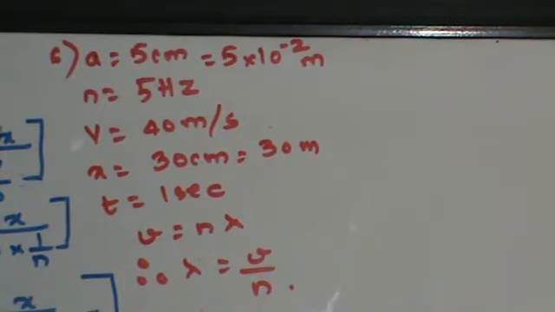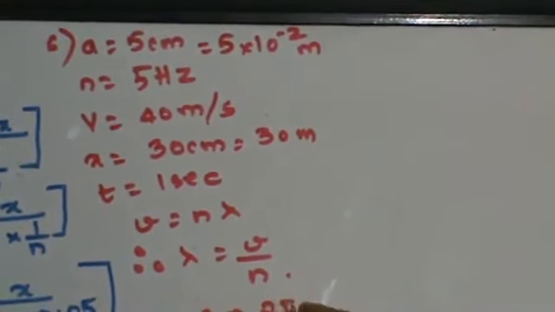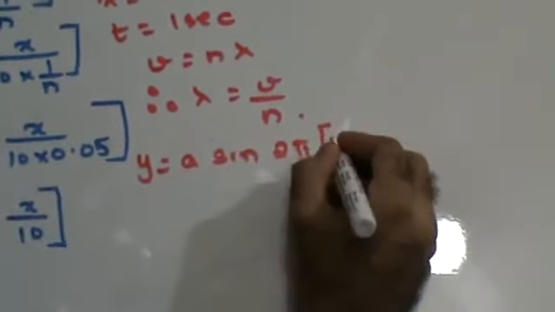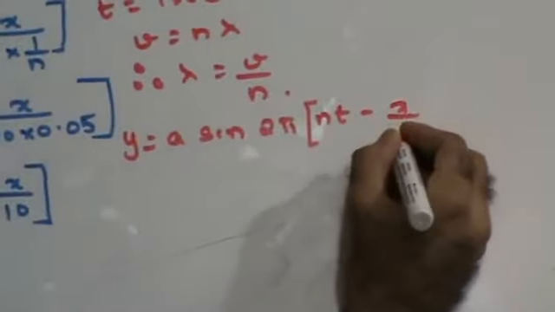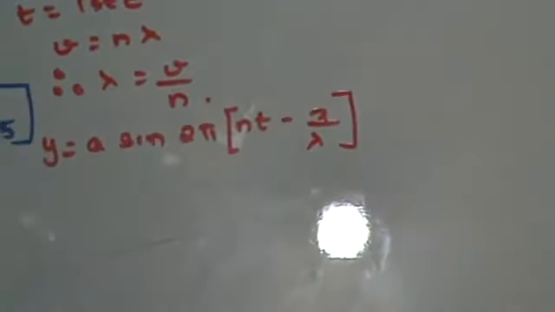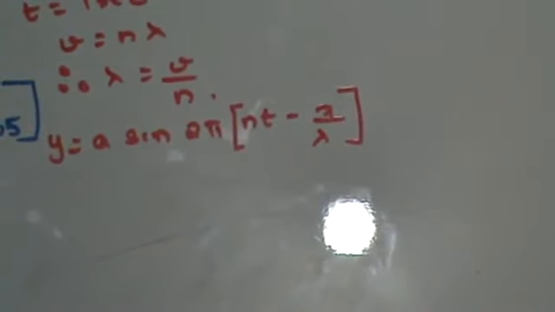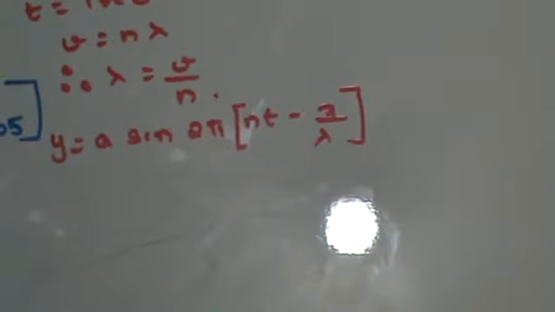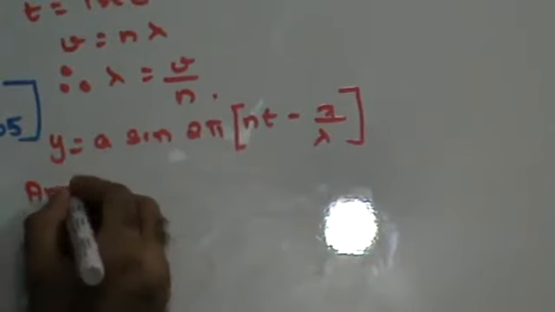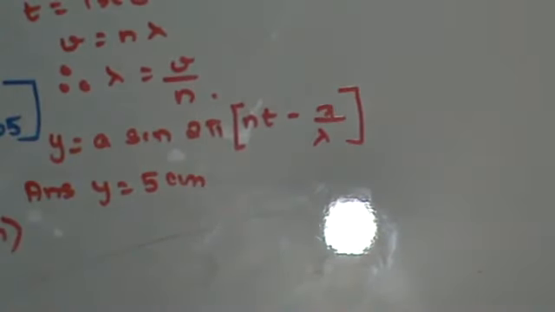Once I have this, then I can use the equation y is equal to a sine 2 pi (nt minus x by lambda). Lambda I know, n I know, time interval is given to me, I should be able to get the displacement. Straightforward, right? All the values are given to me. The answer for this should be y is equal to 5 centimeters. Next, take on next one please.